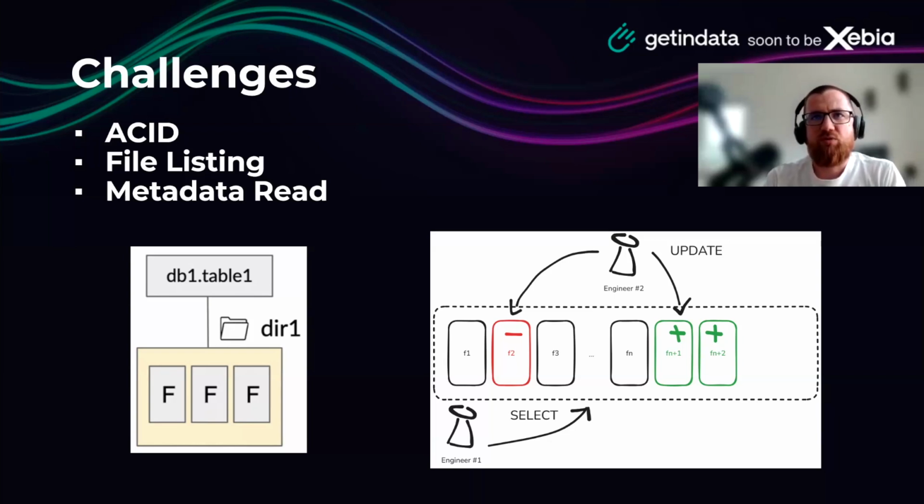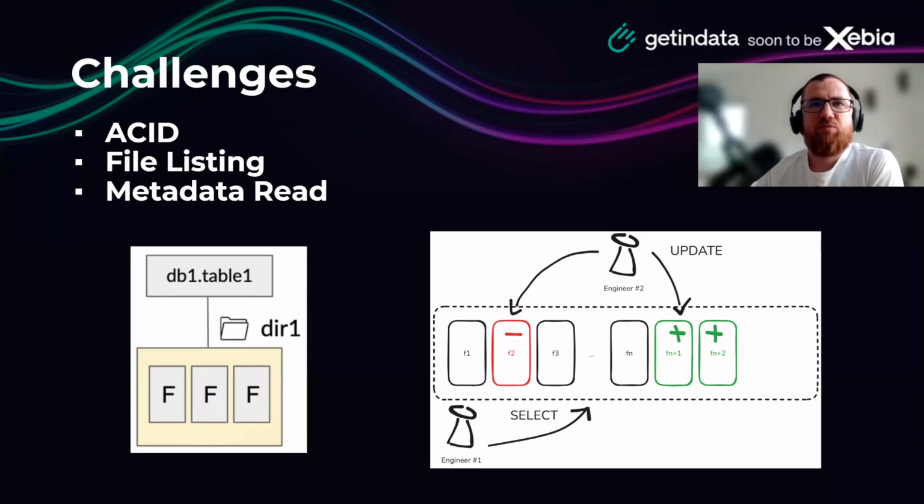And for some big tables with tens of thousands of files stored on cloud object storage, the file listing might also start to become a problem, because if each time you want to read the table you need to list all of the files in a folder, then read the metadata from each of them, even a simple query might start to take too long.